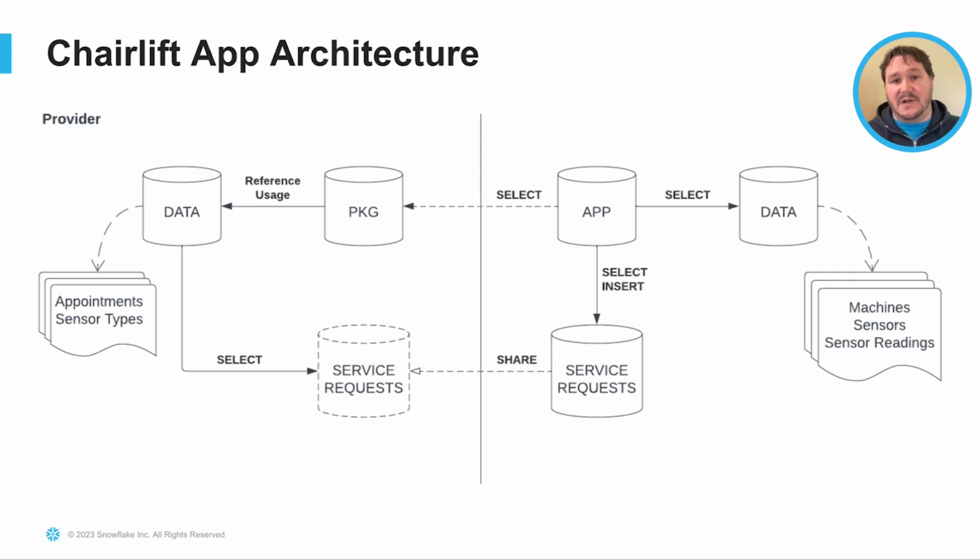Now, as far as the actual architecture of the app, we have both the provider and the consumer side shown here. And as you can see on the left side where the provider information is, we have the application package, and we have a bunch of data inside the provider's account, right? The sensor threshold information is in that sensor types table. And we also have a multi-tenant table that has all the appointment data for all of your various consumers.